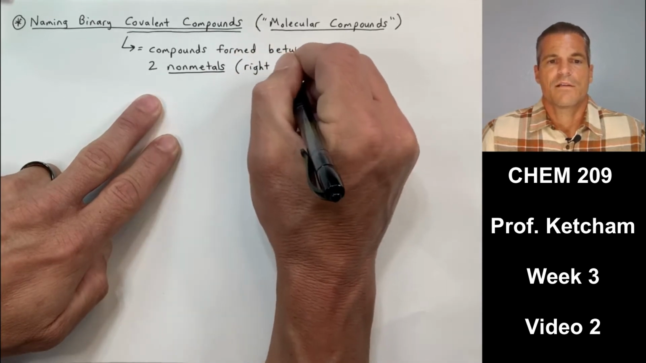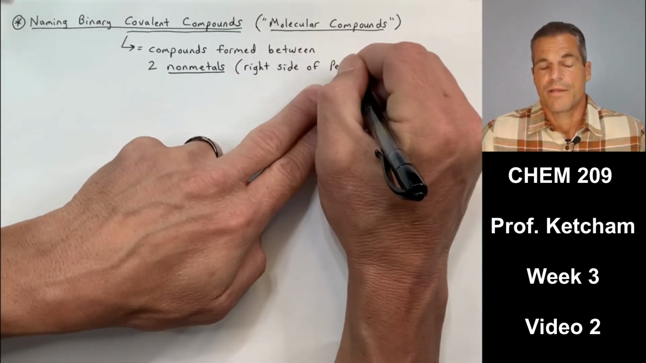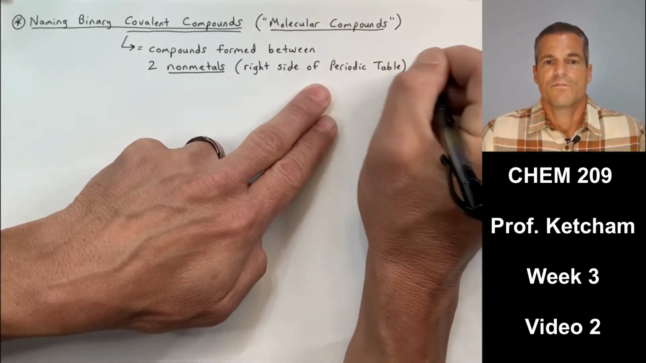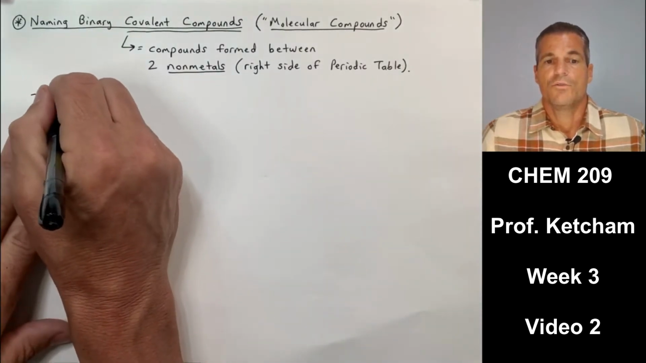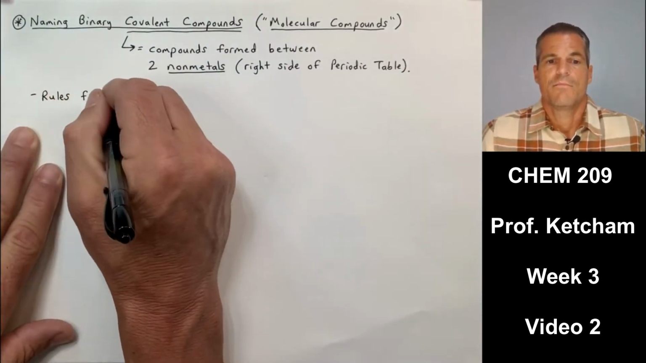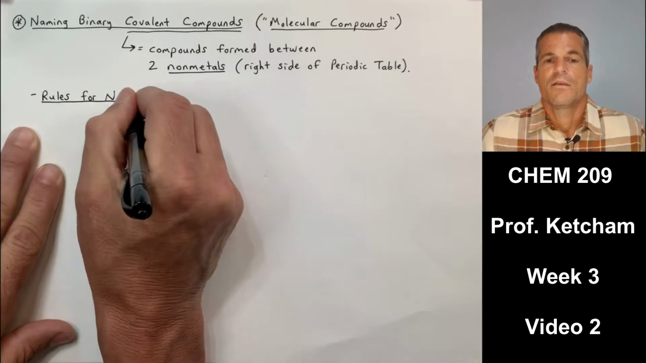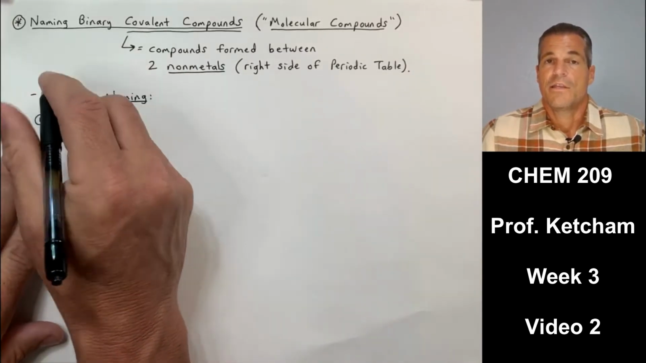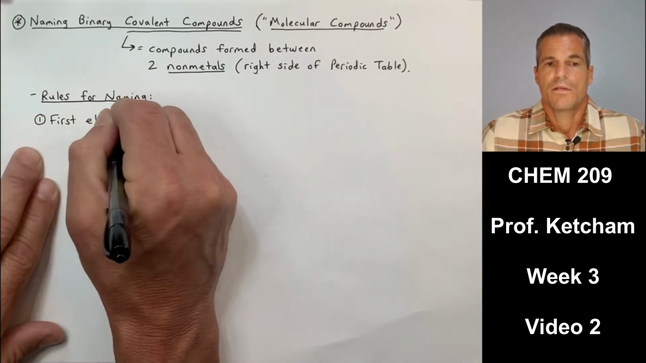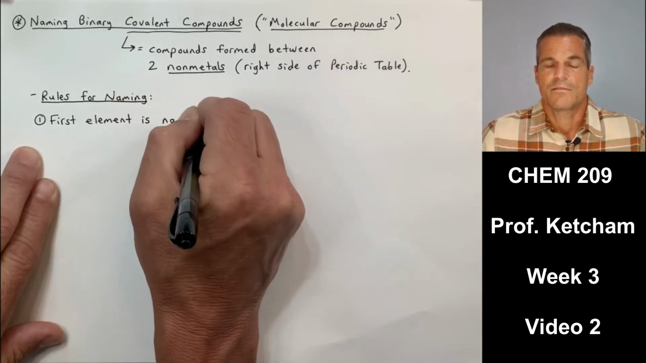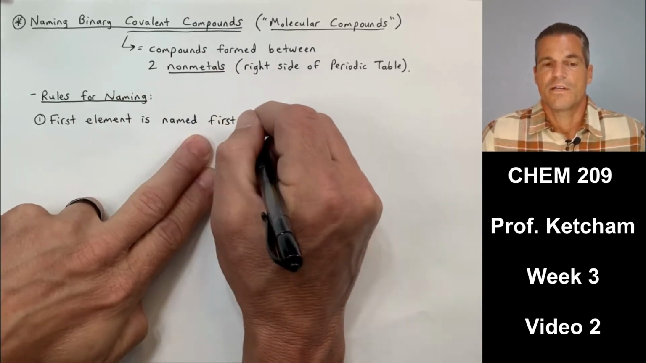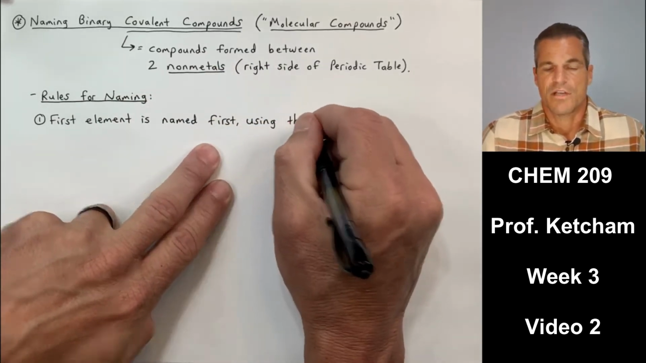Well, covalent compounds, or molecular compounds, are compounds formed between two nonmetals. So the nonmetals are the elements located in the upper right of the periodic table, to the right of the staircase, to the right of the metalloids staircase, and then also hydrogen's a nonmetal.